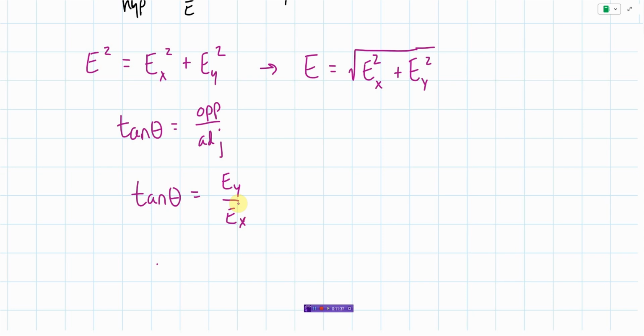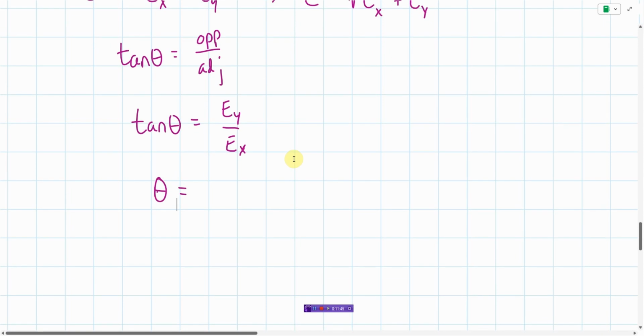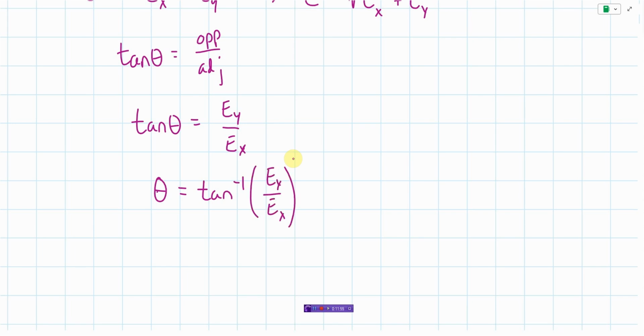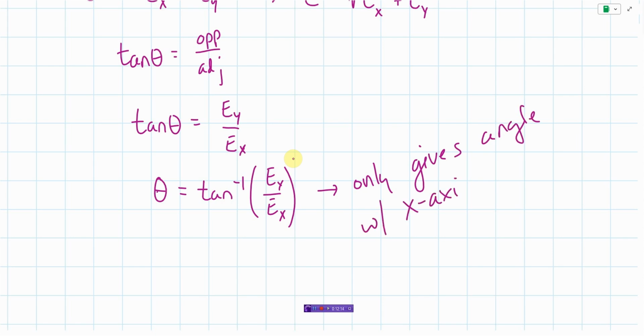When you take the inverse tangent of a tangent, it just leaves theta behind. It's kind of like taking the square root of a square; it undoes the square root and the square. And then on the other side, I'm left with the inverse tangent of EY over EX. You have to be careful with this though. This is only going to give you the angle with the x-axis. You have to decide exactly what that means. Only gives angle with x-axis.